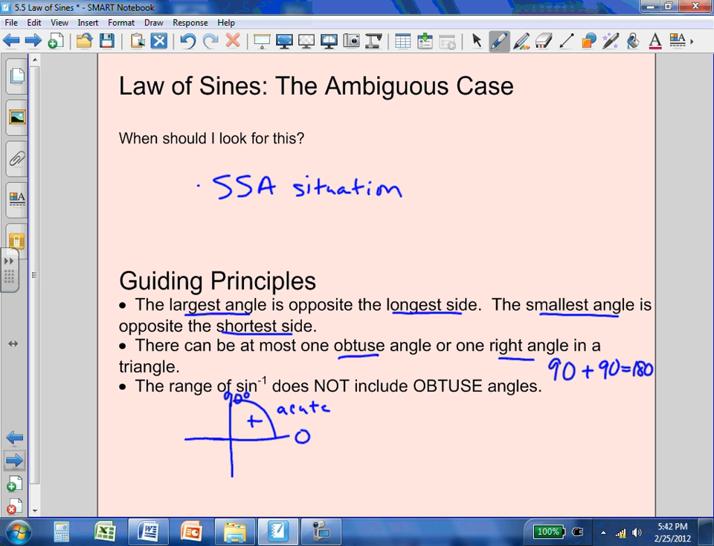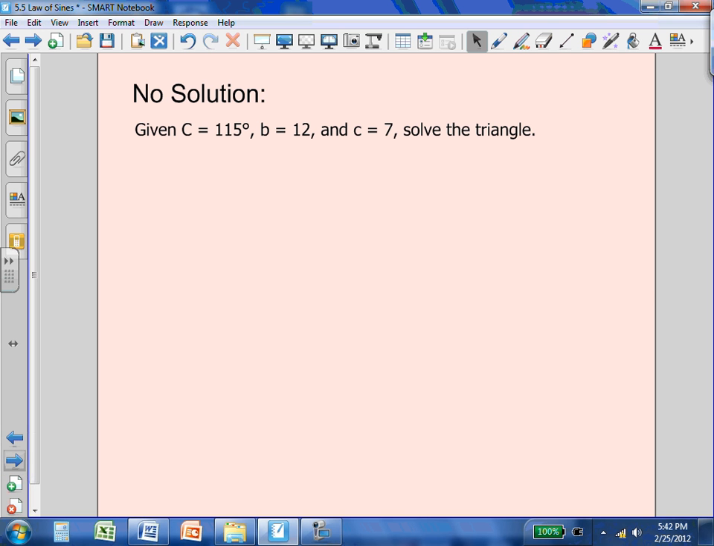Therefore, if you are looking for an angle measure that is beyond 90 degrees or equal to it, if it's obtuse, there's obtuse land over here, law of sines isn't going to do it for you. Inverse sine cannot handle obtuse angles. It will never tell you if it's obtuse. Now here's a situation where we actually have no triangle. So let's see what's happening here.